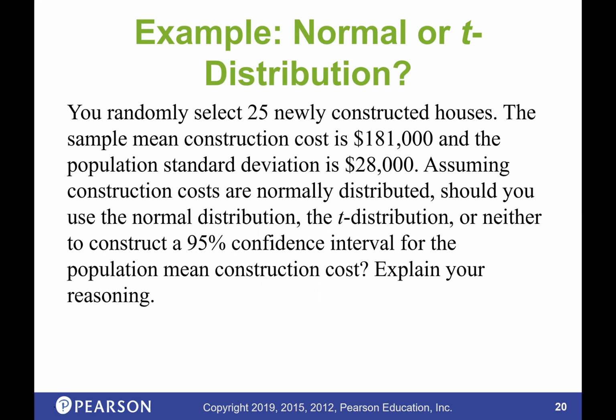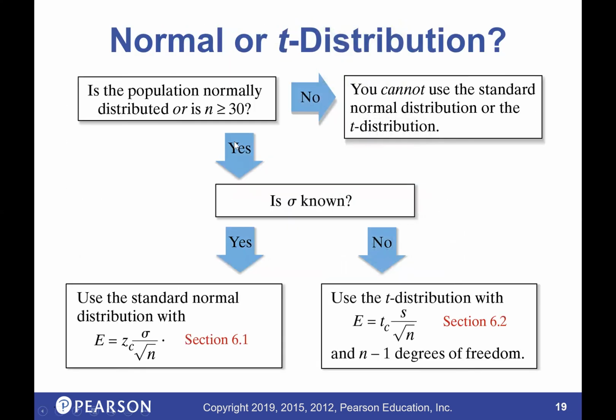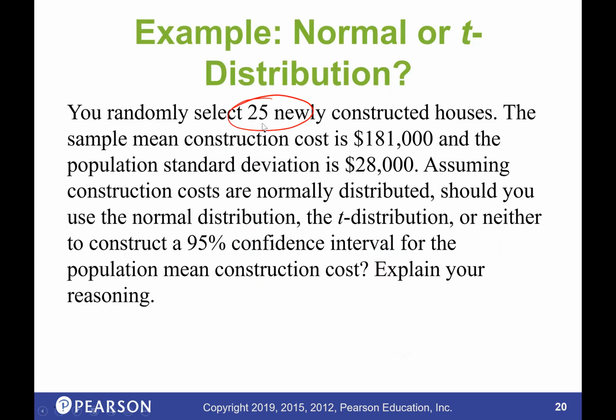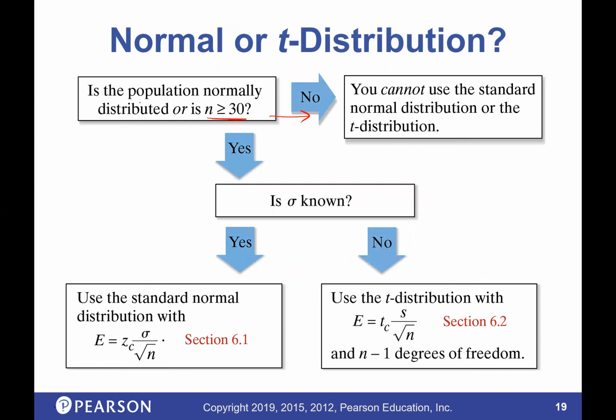Someone said normal. How come? Yeah, we're looking at, because we have 25, we go back to our list. So it's less than 30. Uh-oh, we might be going this direction. Then we still keep on looking. We're like, oh no, look at this. Construction costs are normally distributed. Okay, phew. That's cool. That allows me, that's true.